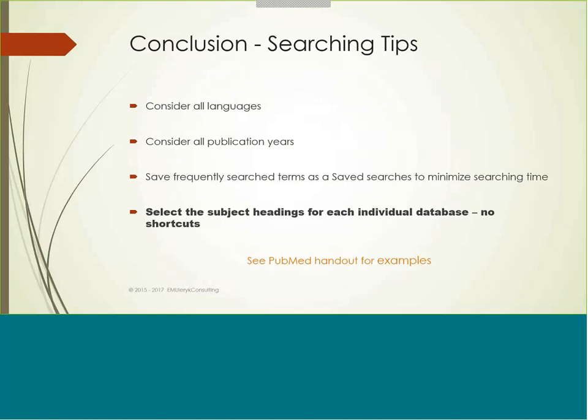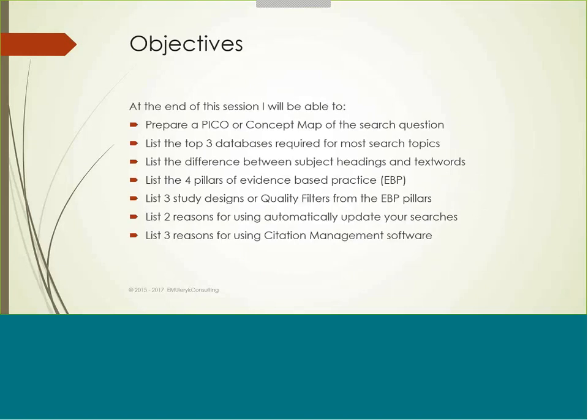Consider all publication years. I've given you the example of that one time that they missed finding the really relevant article. And save your frequently searched terms as a saved search to minimize your searching time. And again, all subject headings are different from database to database. No shortcut. Select them.